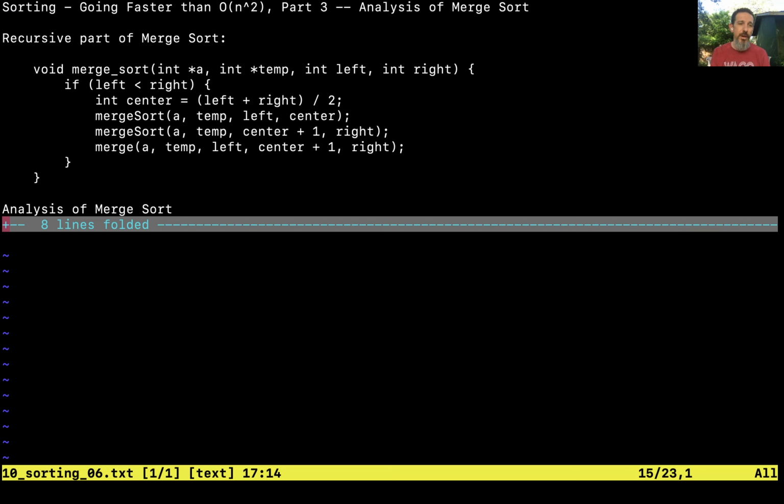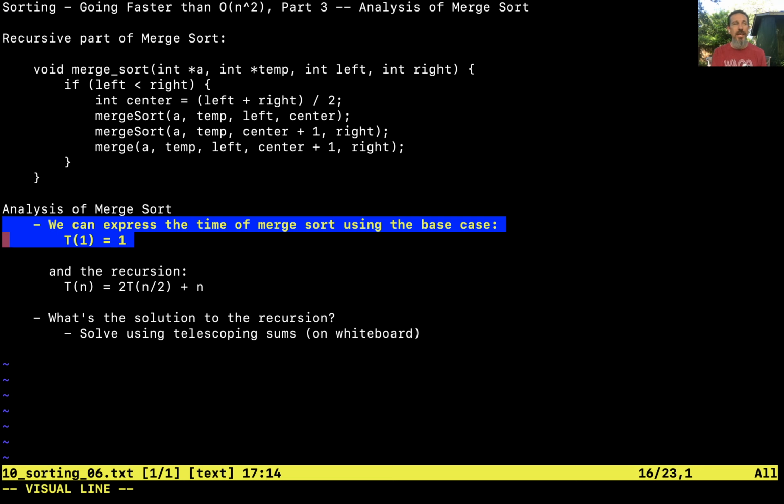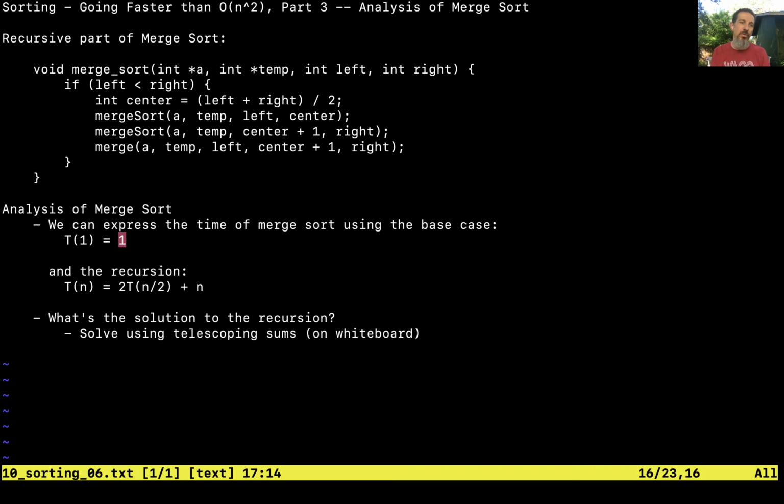Okay. Now, in order to analyze this, we need to take this recursive structure into account when we do our analysis. Now, we can write down some basic facts. The first basic fact we know is that if you have an array of length 1, then the time to sort that is on the order of 1. So I could write this as T(1) = 1 or T(1) = O(1).